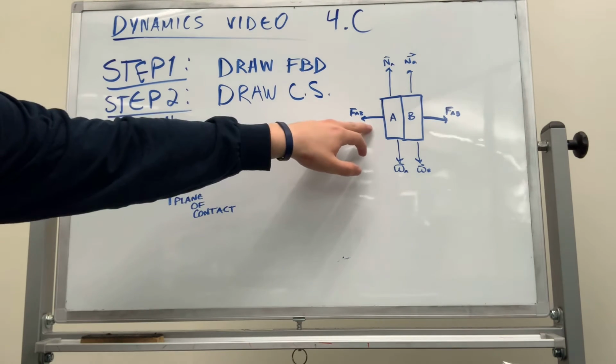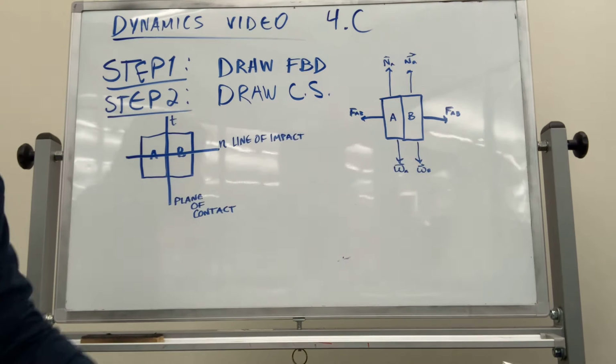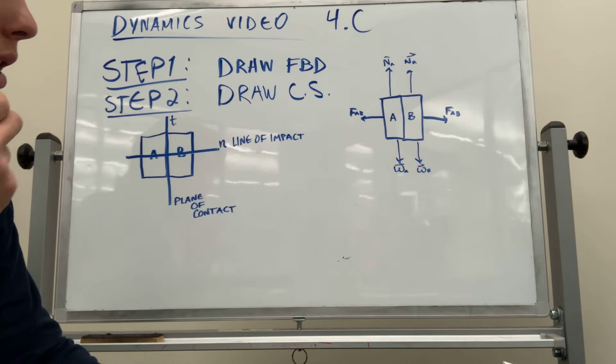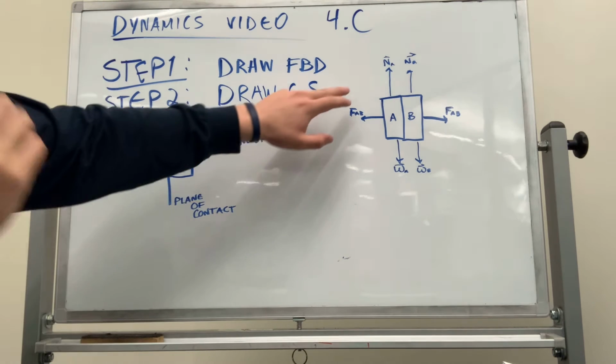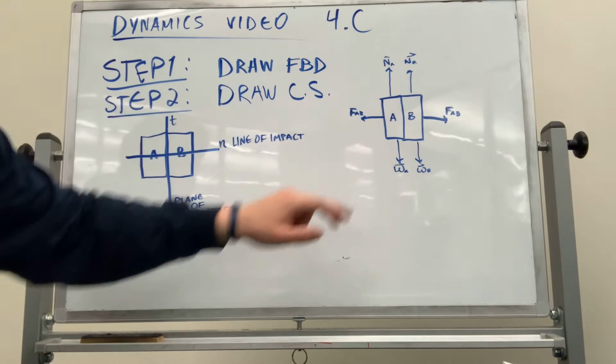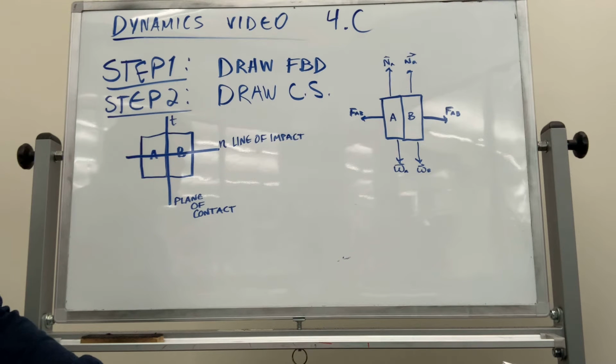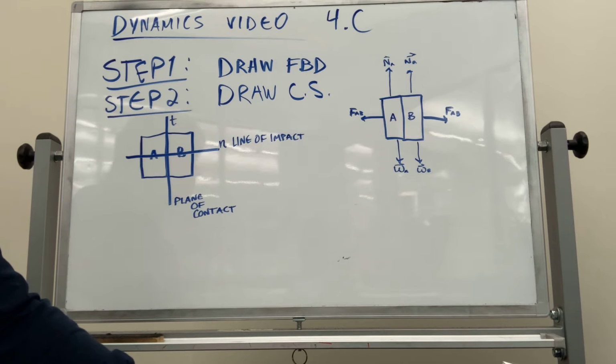The forces of impact for each block are the same, so the net force is 0, which means momentum is conserved in the N direction, and that goes the same for the normal and weight forces for each block. They cancel each other out, so the sum of the forces is 0, and momentum is conserved in the T direction.